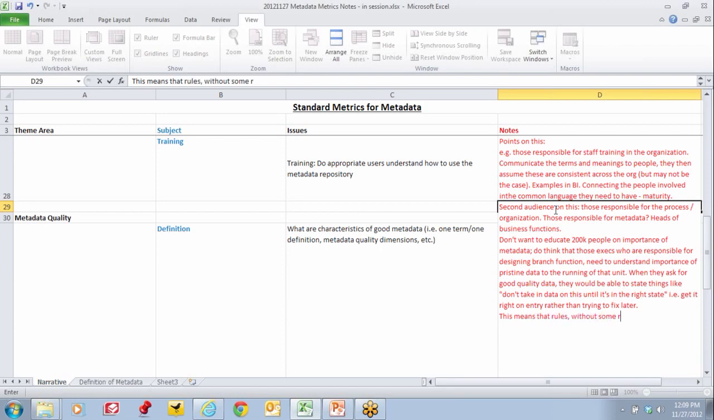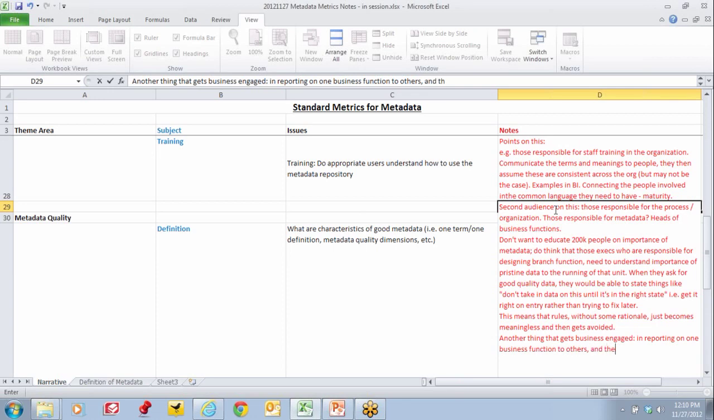Mm-hmm. So we're talking about the heads of various business functions. Right. Go a little lower than that. So, my pushback in the earlier conversation, Mike, was I don't want to try and educate 200,000 operational folks at Bank of America as to why metadata is important, if it's a CSR or a teller. What I do think is that the executives who have responsibility for designing branch functions should understand how important pristine quality data is to the smooth running of their organizations and the processes they're delivering to their customers.